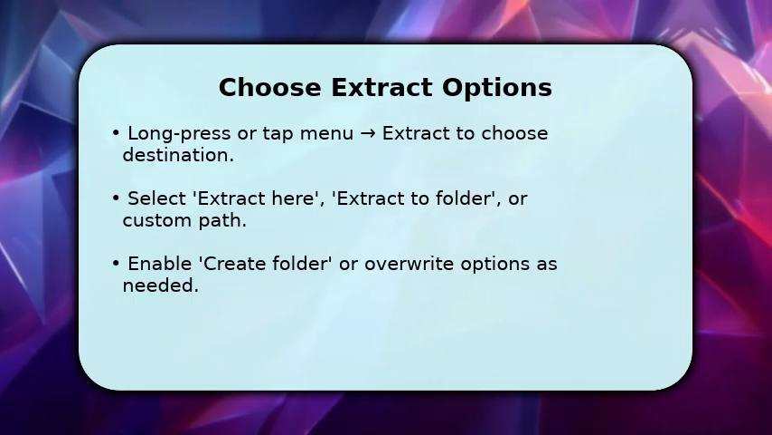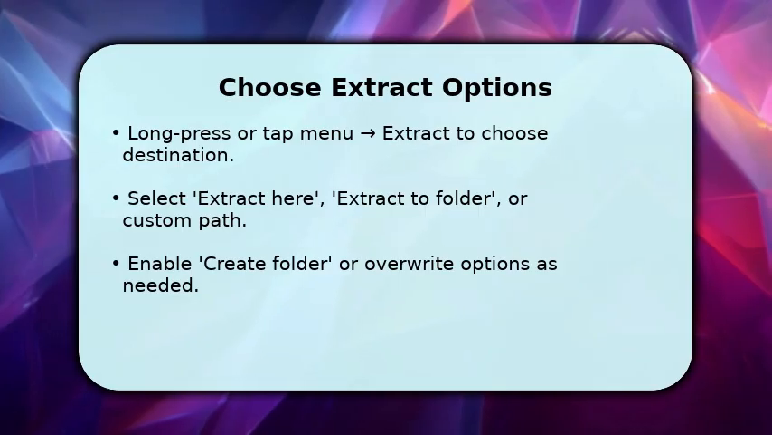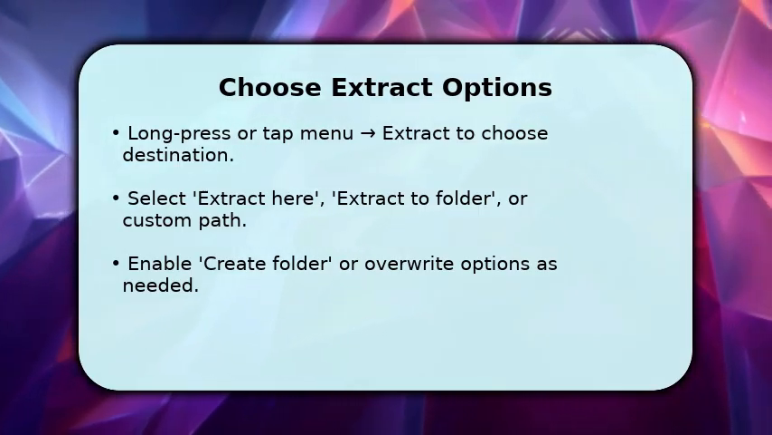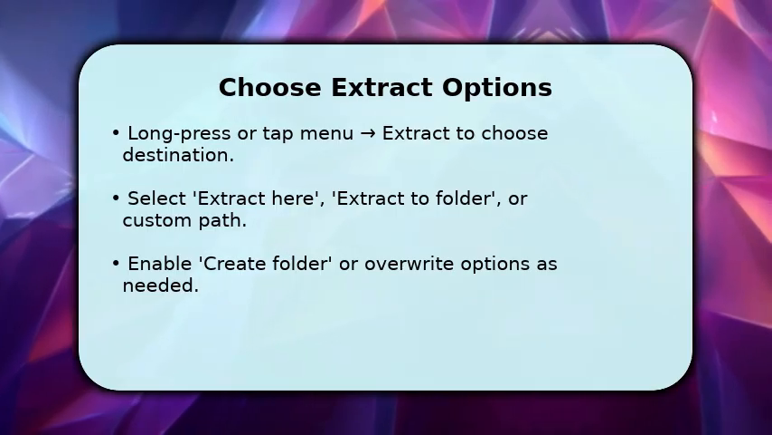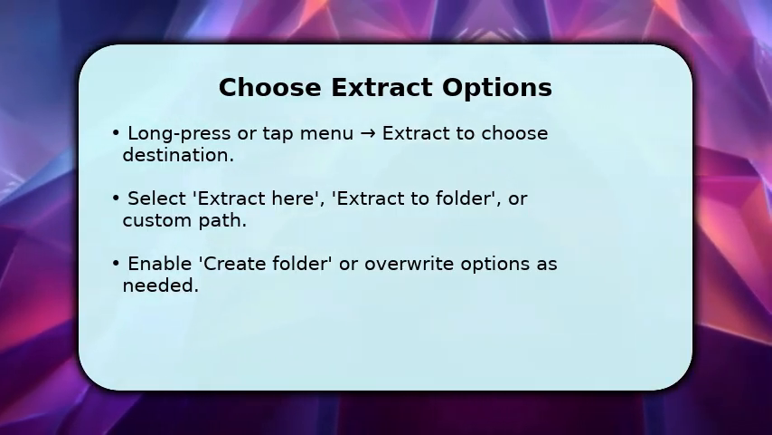Make sure to toggle overwrite or skip duplicates depending on whether you want existing files replaced. If the archive is password protected, enter the password now. These choices control file paths and prevent clutter, so decide before extraction begins.